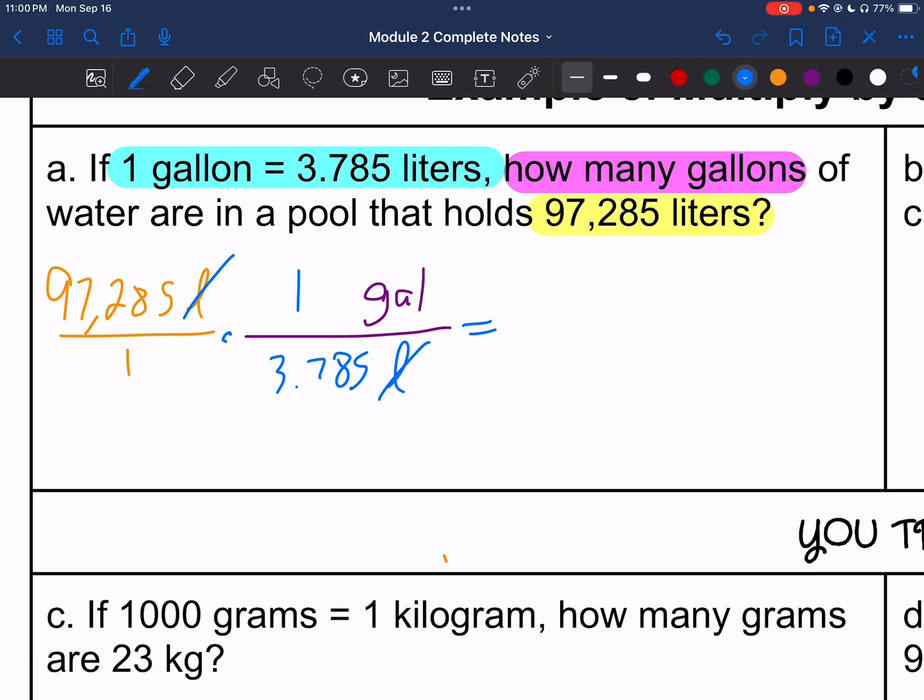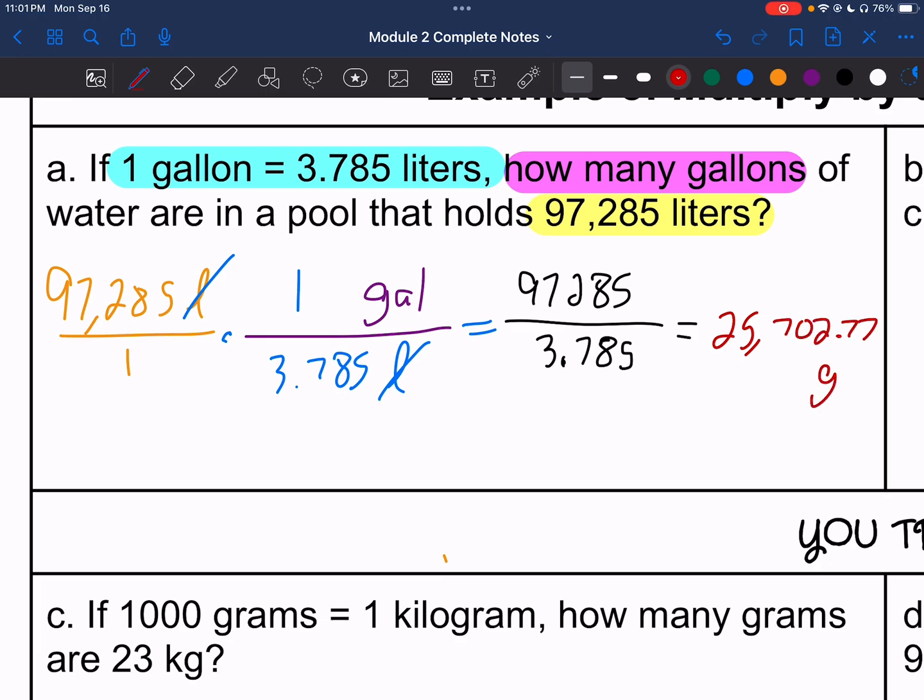So when we multiply fractions, we start by multiplying straight across the numerator. So 97,285 times 1 is 97,285. And we have 1 times 3.785. And now we go ahead and use our calculators to do the division on this one, and we are going to get 25,702.77 gallons. So a pool that holds 97,285 liters would convert to holding 25,702.77 gallons.